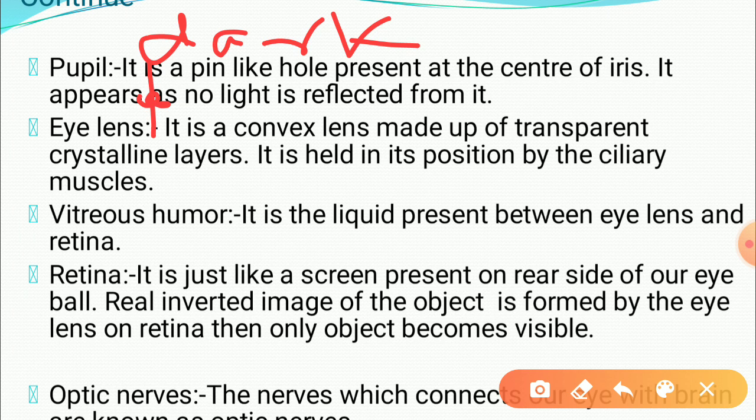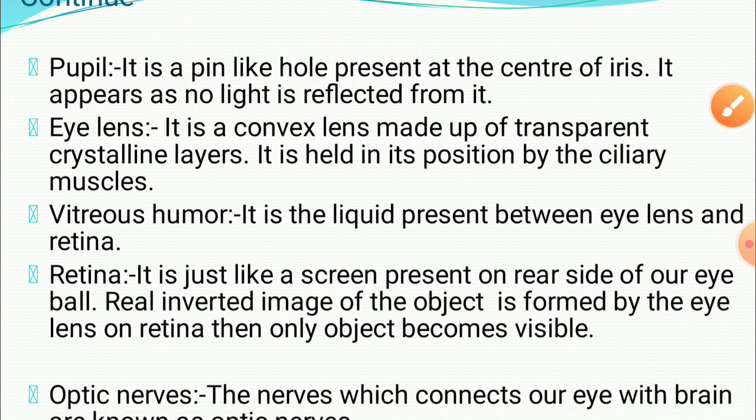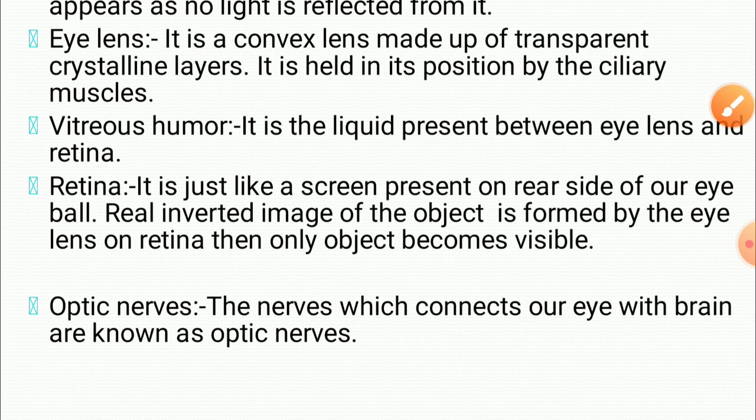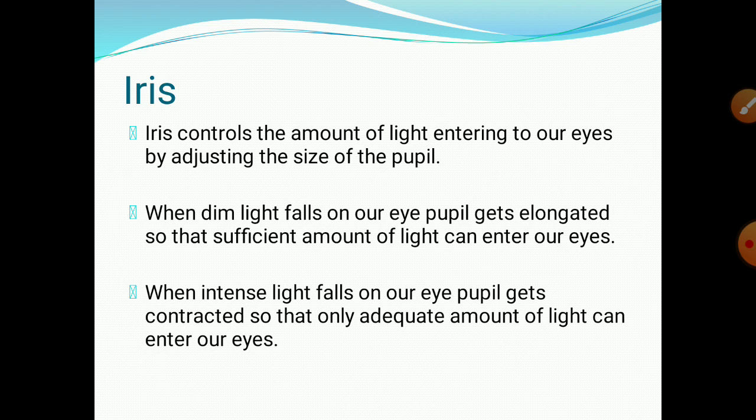What is retina? It is just like a screen present on the rear side of our eyeball. A real inverted image of the object is formed by the eye lens on the retina, then only the object becomes visible. Optic nerves, the nerves which connect our eye with the brain, are known as optic nerves.